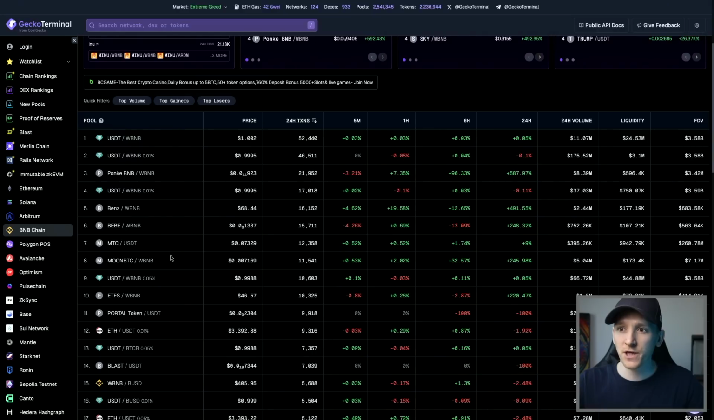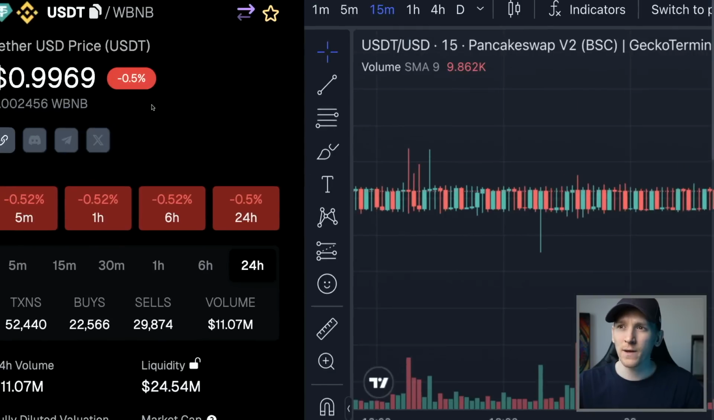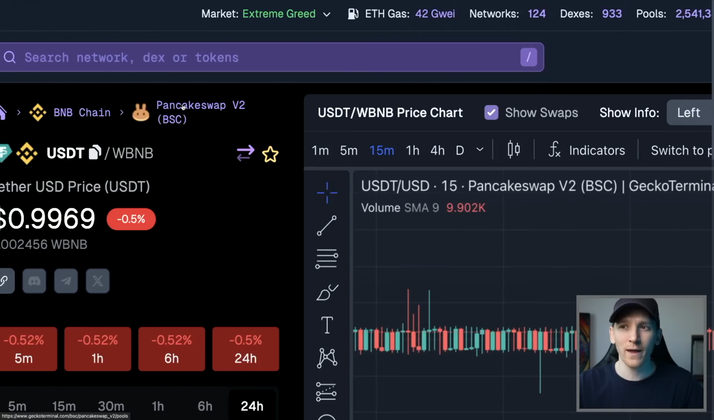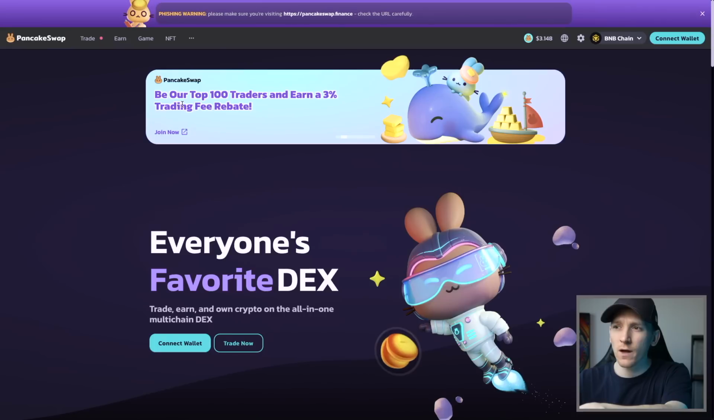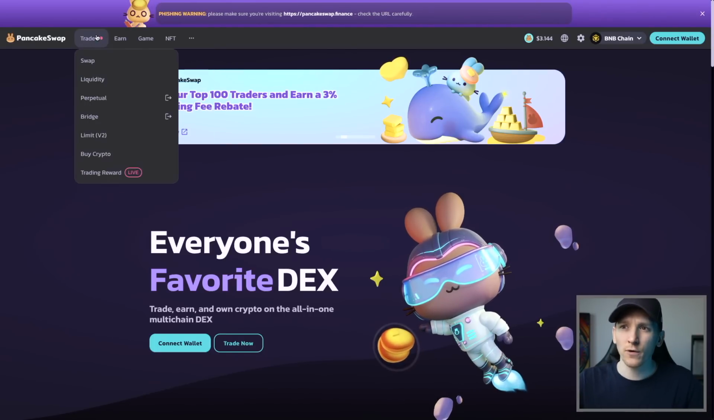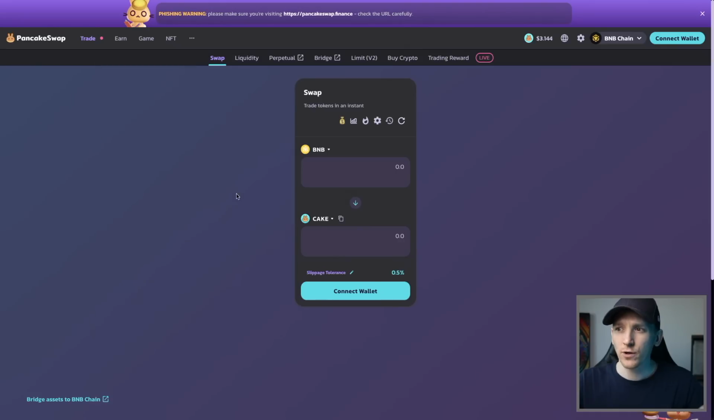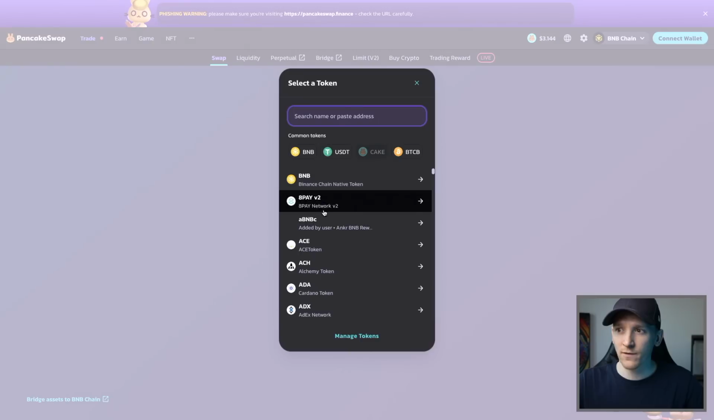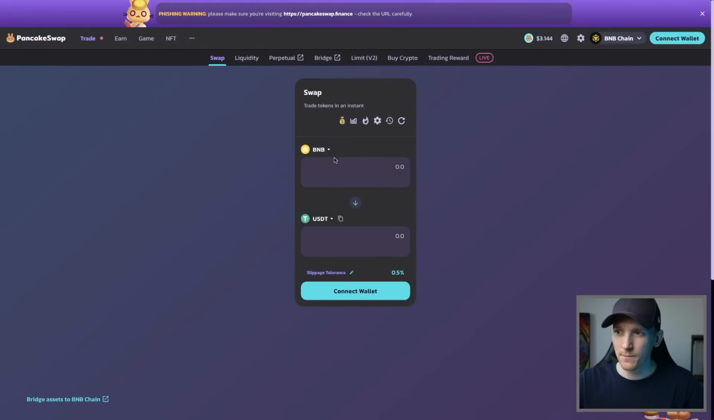So if we go to BNB Chain, we can see right here the highest traded is US dollar Tether against BNB, and it tells me that PancakeSwap v2 is the exchange that I want to use. So we can go over to PancakeSwap, connect our wallet right here, go to trade, swap, and you're going to be met with that token pair. So BNB against USDT. That's going to be the best token pair for these two assets.